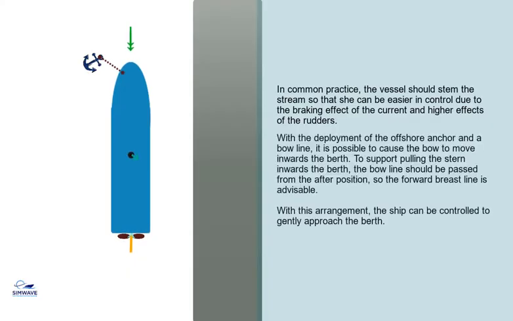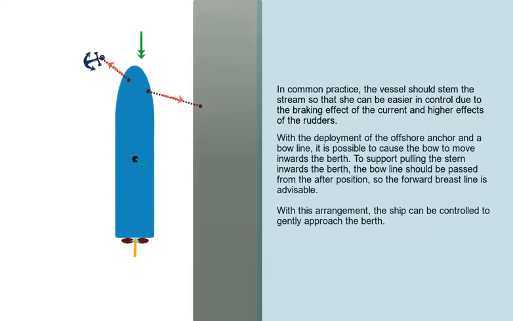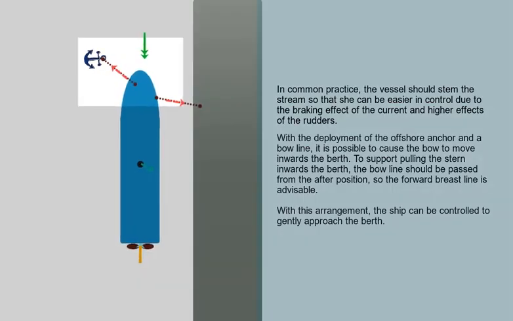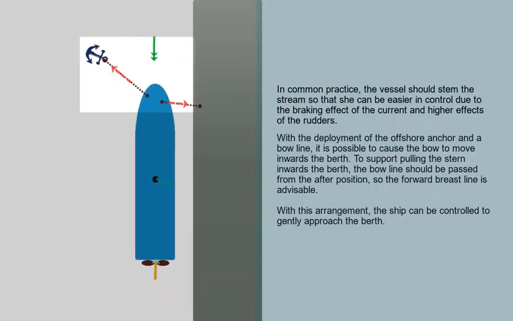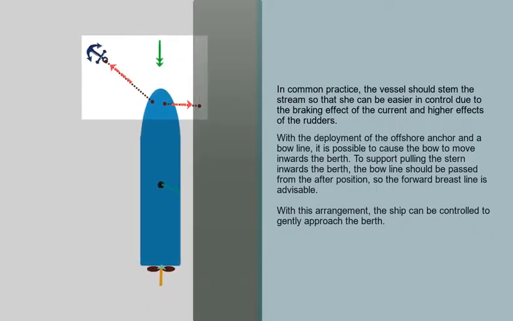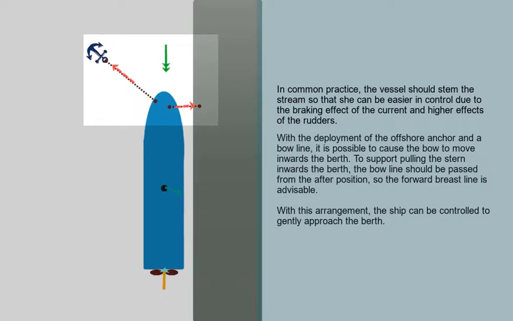With the deployment of the offshore anchor and a bow line, it is possible to cause the bow to move inwards the berth. To support pulling the stern inwards the berth, the bow line should be passed from the after position, so the forward breast line is advisable. With this arrangement, the ship can be controlled to gently approach the berth.